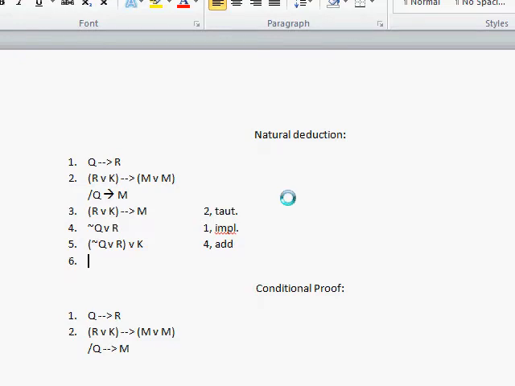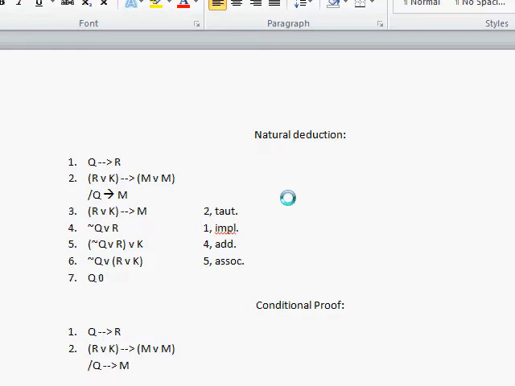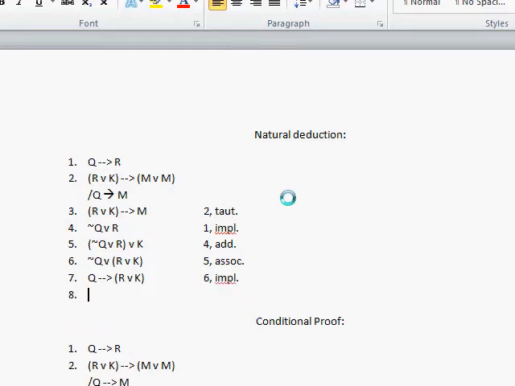Now that I have this, I'm going to get not Q or R or K, and I'm going to get this through associative. Now that I have this, I'm going to get Q then R or K, and I'm going to get this through implication. Now that I have this, I'm going to get Q then M, and I'm going to get this through hypothetical syllogism.